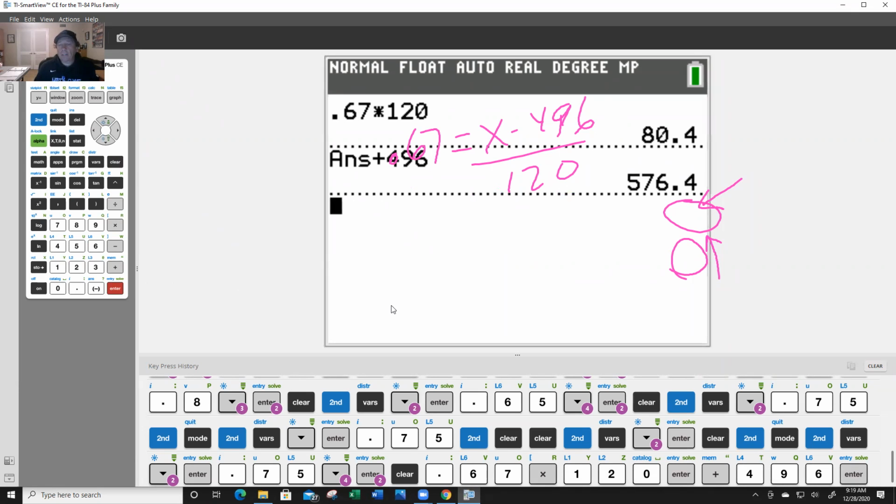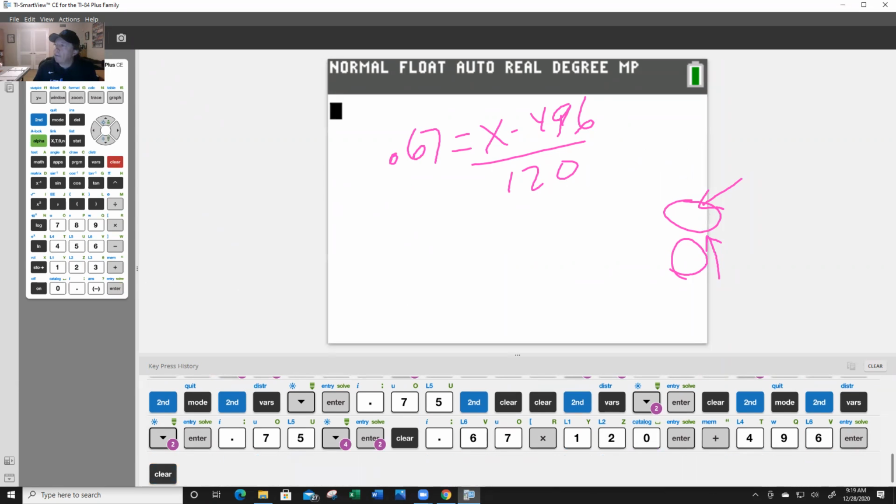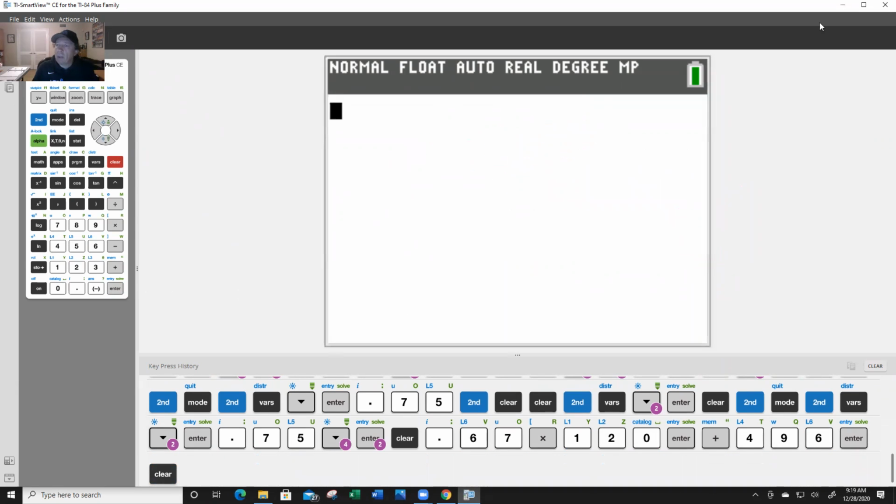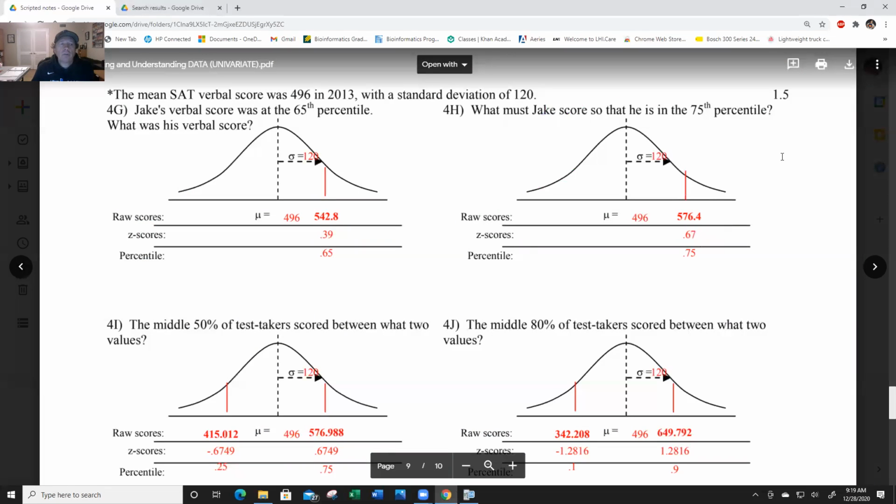Okay, there's your answer. All right. So I went backwards, which we're calling the inverse, but it's going backwards. The first page, the previous page, went forward. This one's going backwards.